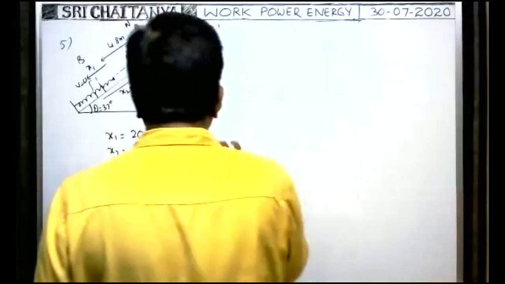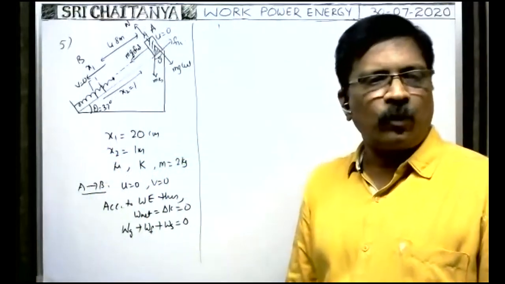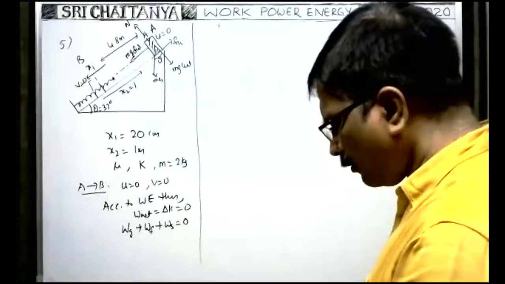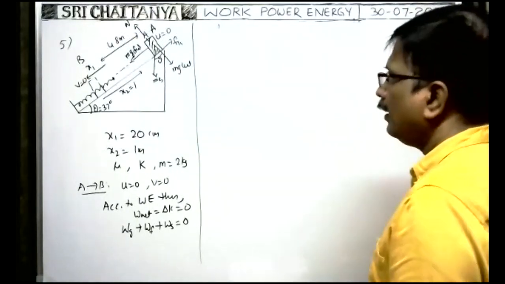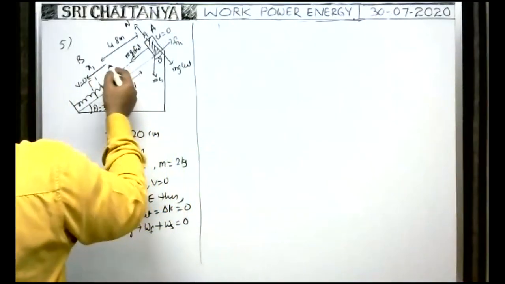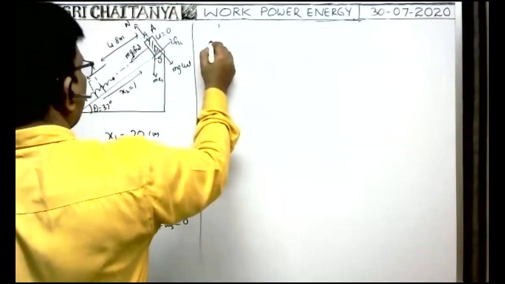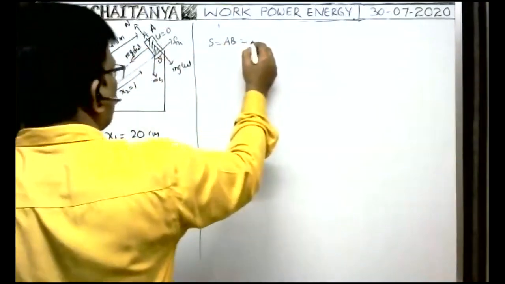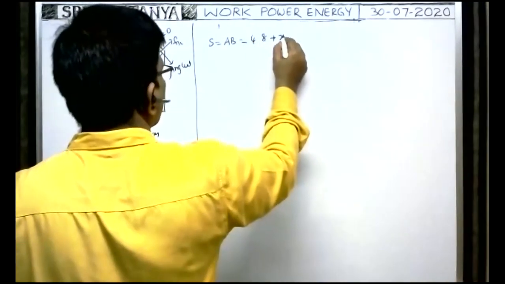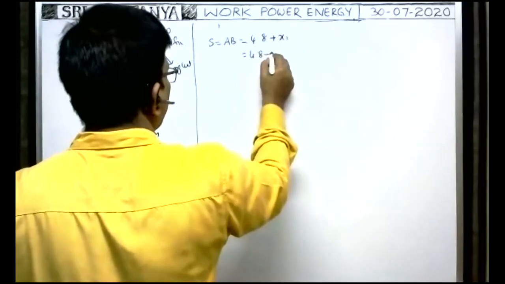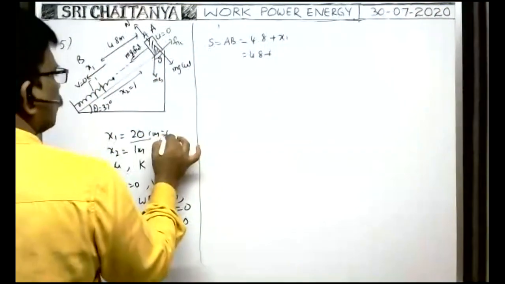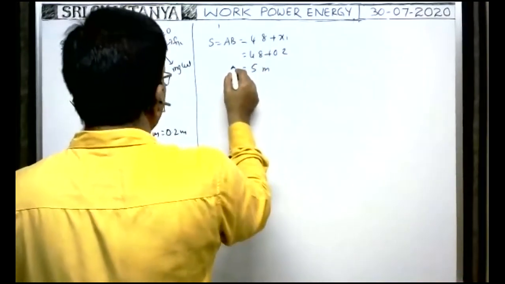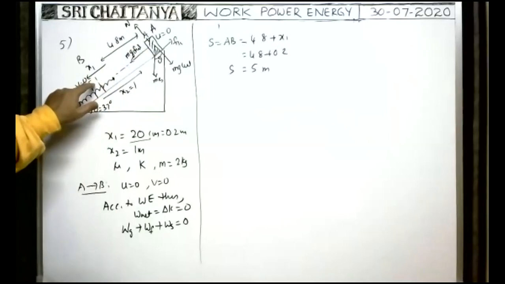That net work done is equal to 0. So now you tell me, what is the work done by gravity? Before coming to rest, the block travels a distance s equal to AB, which is equal to 4.8 plus x1. Since x1 is given in centimeter, that is 0.2 meter. So 4.8 plus 0.2 is equal to 5 meter, which is the displacement of the block before it comes to rest.